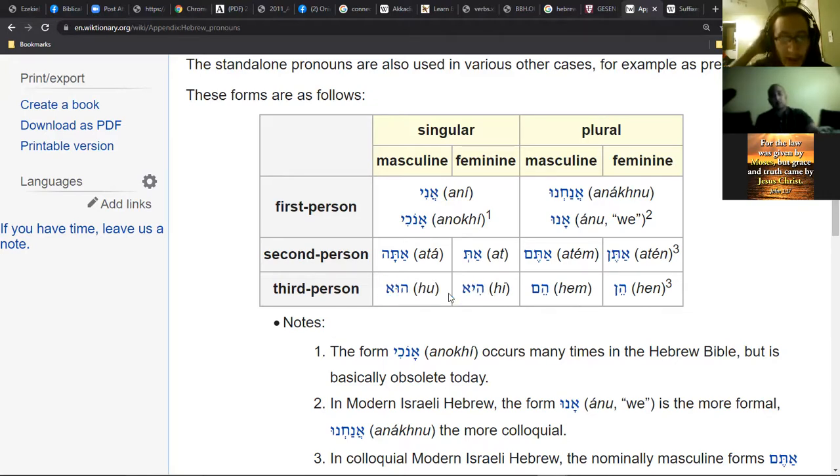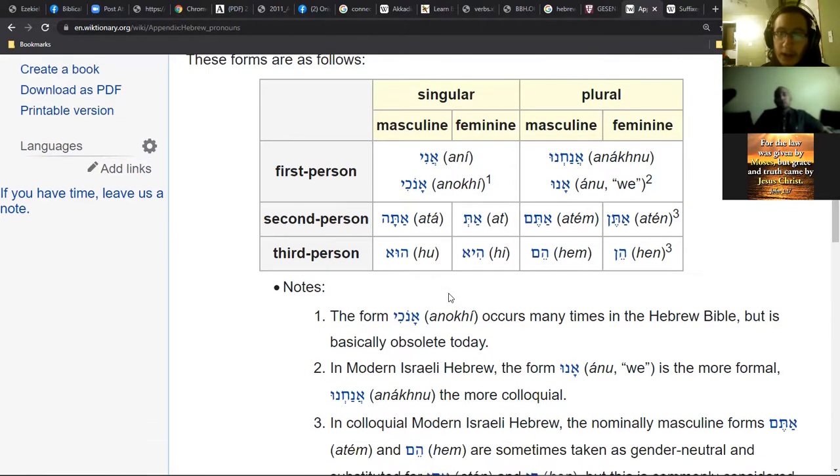You ever hear the funny joke in Hebrew? They say something like that. They say who is he? And then they say she is he. And then the whole joke is, what are you talking about? It's kind of like who's on first, you know, the whole baseball joke thing.